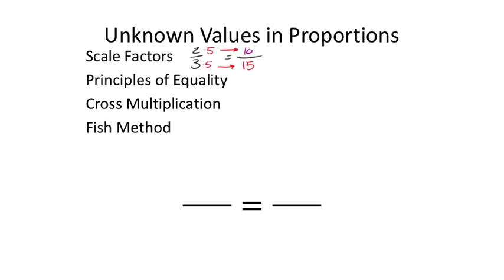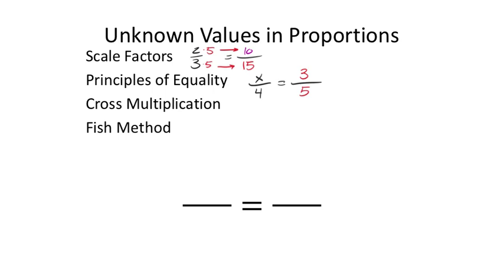Okay, so principles of equality is where whatever you do to one side of the equal sign, you must do to the other side as well. So for example, let's say we got a proportion. A proportion will always start with 2 fraction lines and an equal sign, just like we've seen in the previous slides. So I'm just setting up a proportion, and let's make it x over 4 equals 3 over 5, something like this.